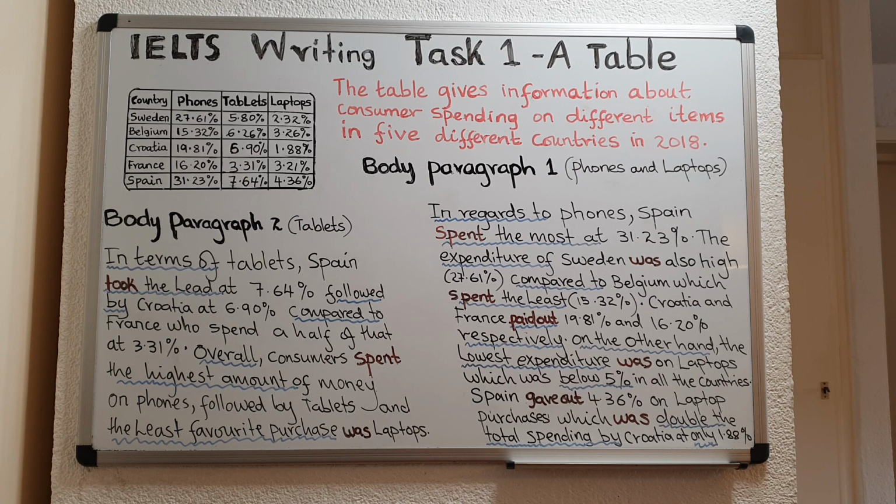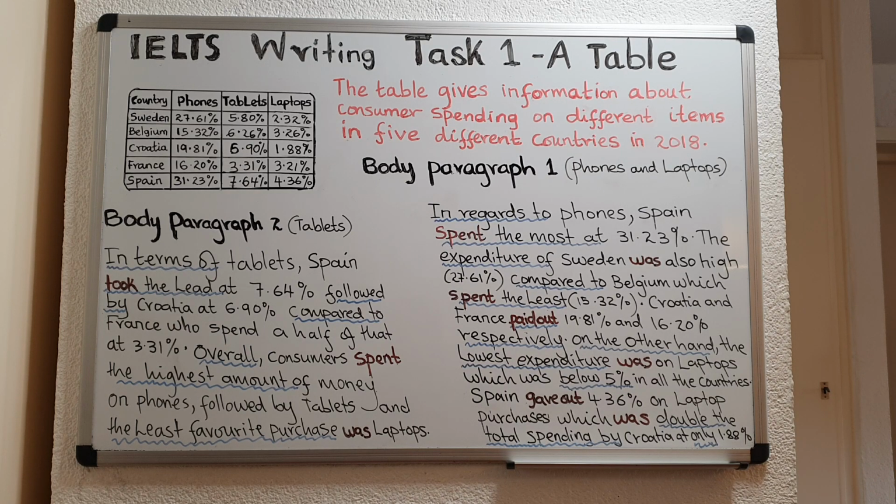lead at 7.64%, followed by Croatia at 6.90%, compared to France, who spent a half of that at 3.31%. So I'm comparing the percentages for Spain, Croatia, and France in regards to tablets. So in those three countries, Spain took the lead. So Spain was at the top. Taking the lead means it was the first at 7.64%. And number two, it was followed by Croatia at 6.90%. Okay? Compared to France, who spent a half of that at 3.31%. Okay? So spend a half of that. All right?